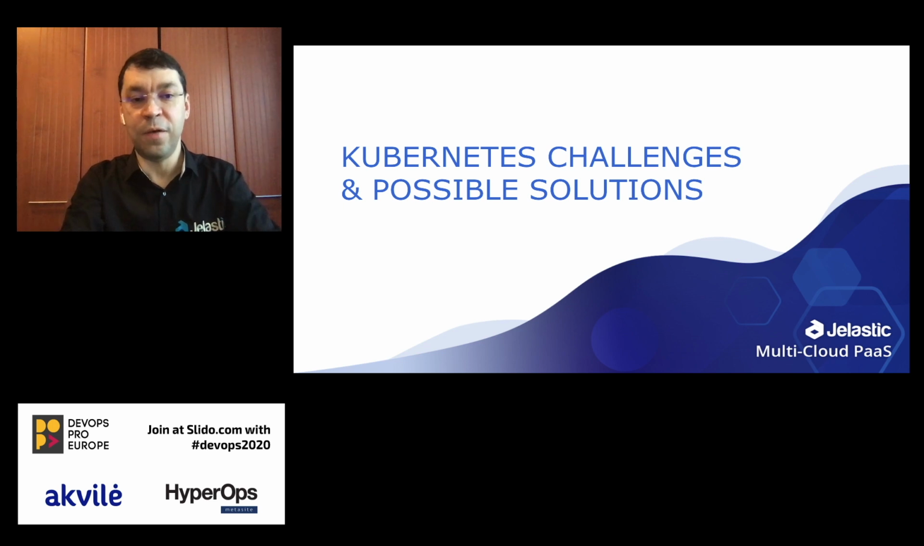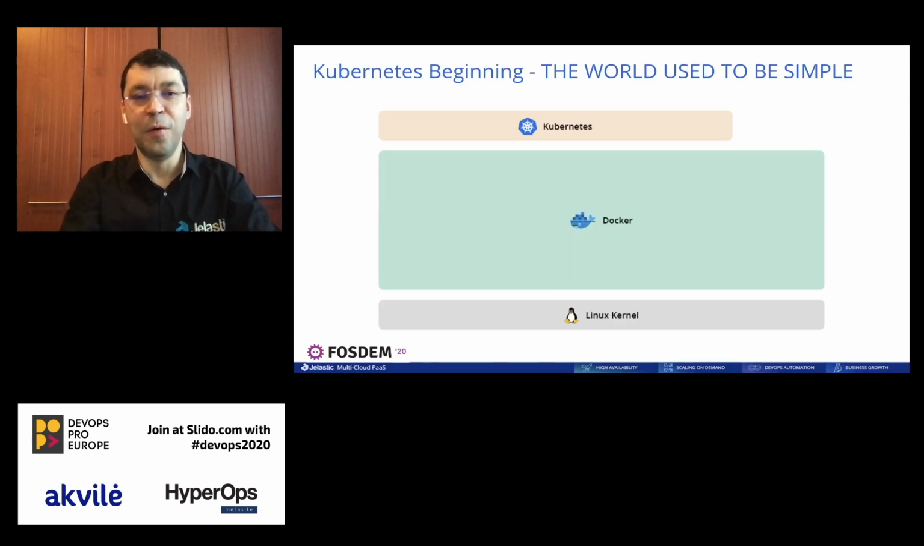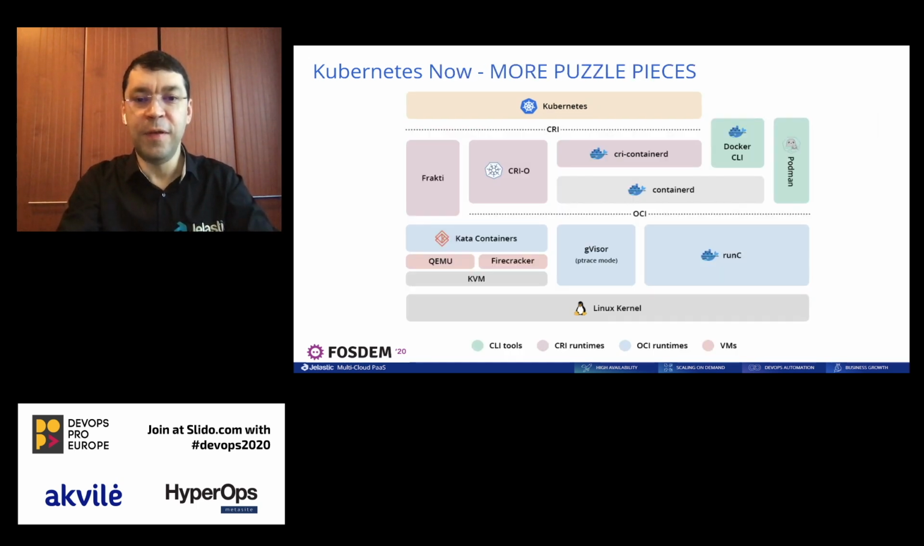What kind of challenges do we have today on the market and what are the possible solutions? First of all, let's analyze the beginning of Kubernetes, right? The world was simple. It was Linux, it was Docker, and it was Kubernetes. Now the situation is different. Docker was decomposed into different components, and you can mix and match them depending on what you want to achieve. So it brings more puzzles, it brings more complexity, while it gives some flexibility, of course.